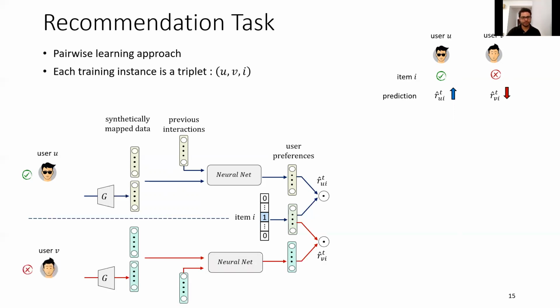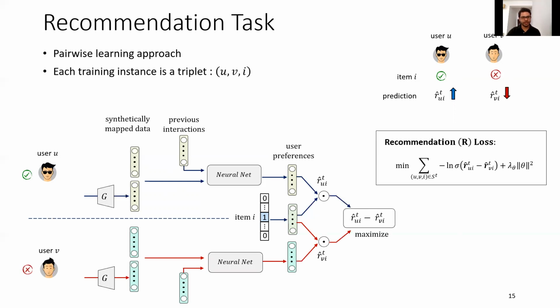Similarly, we carry out the same process for user V as well. And once we have both these predictions, the optimization is to maximize the difference between the predictions so that the prediction for user U will get higher and the prediction value for user V will get lower.